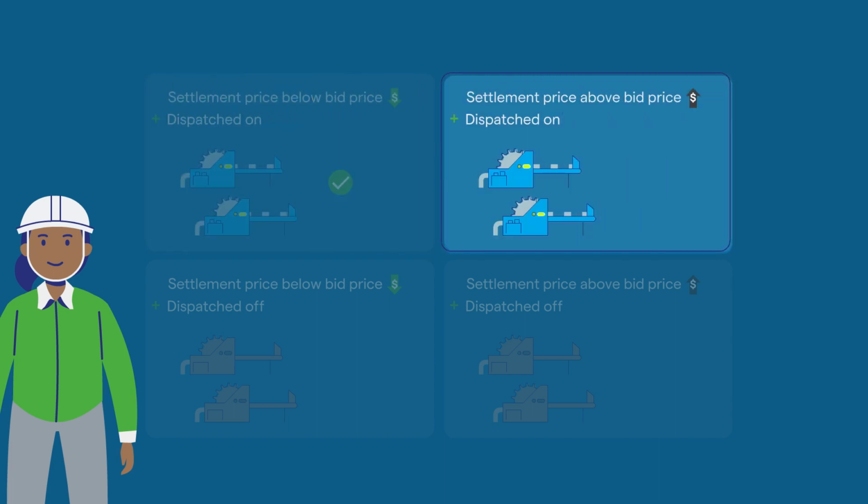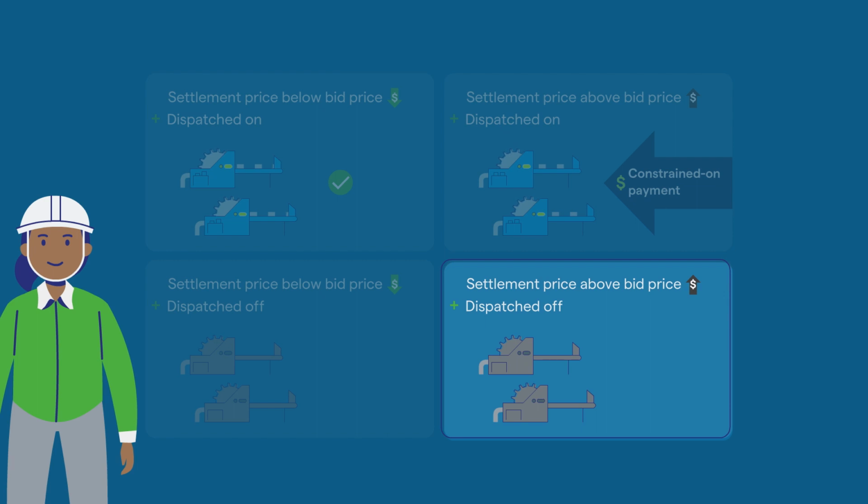In the second case, Sarah received a dispatch instruction to keep her machines on, but the settlement price ends up being higher than what she bid. In this case, Sarah gets a constrained on payment to make up the difference between her bid price and the higher settlement price. The third outcome is that Sarah's load was dispatched off, so she did not use her machines. The settlement price is higher than her bids, so she avoids paying high electricity costs.